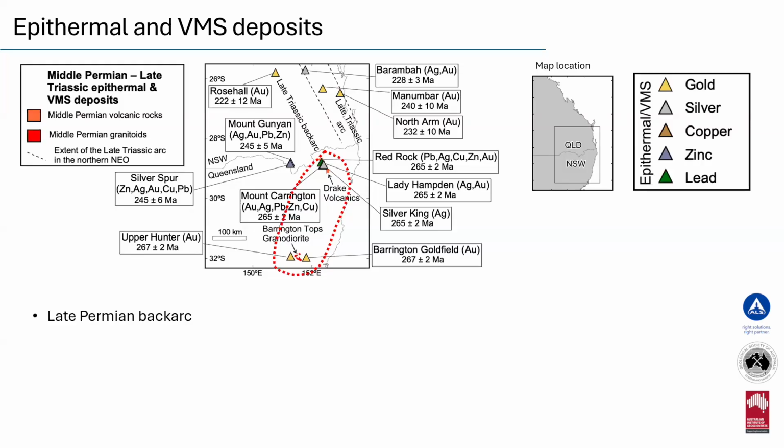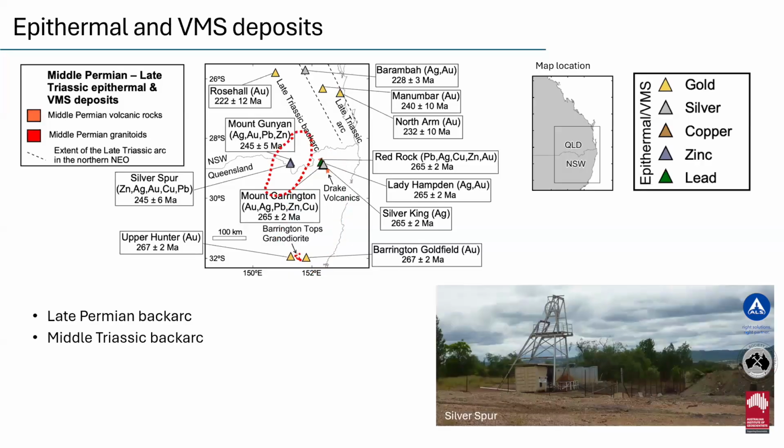These seem to be related to a back arc in New South Wales at that time. Then we have deposits like Silver Spar, for example, that are sitting in the back arc in the Middle Triassic. And then we have a few deposits that sit in the back arc and arc in Southeast Queensland during the late Triassic. So the important message is that the epithermal deposits are mostly back arc. From my point of view of tectonics, that is really the major finding.